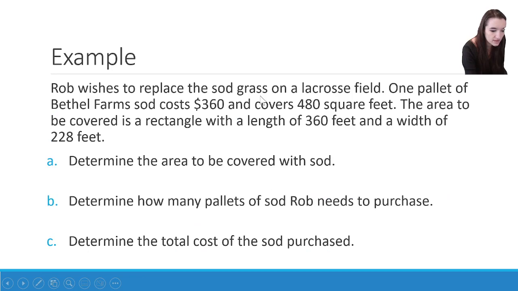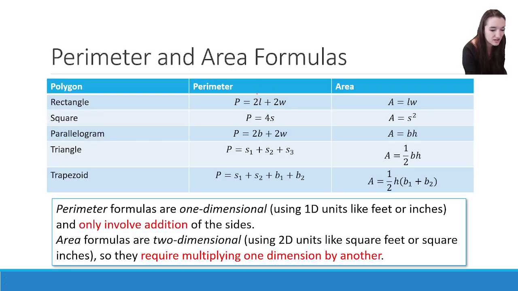So we get L plus L plus W plus W. Like, that's what that means. So it's only adding. 4S is S plus S plus S plus S. So it's still just adding the sides of the square. 2b plus 2w is just like 2l plus 2w. Side 1 plus side 2 plus side 3. Side 1 plus side 2 plus base 1 plus base 2. All of these are just adding the sides.